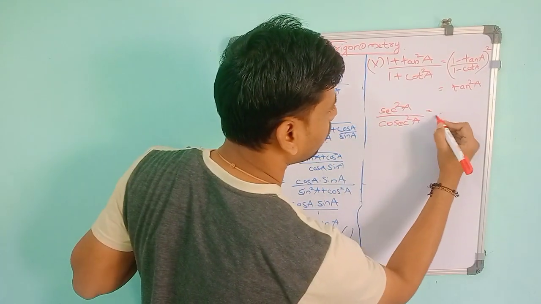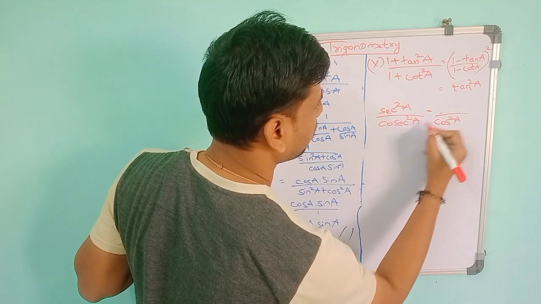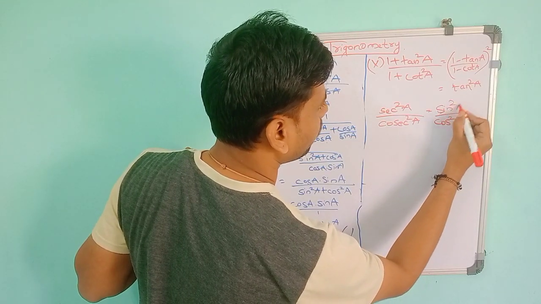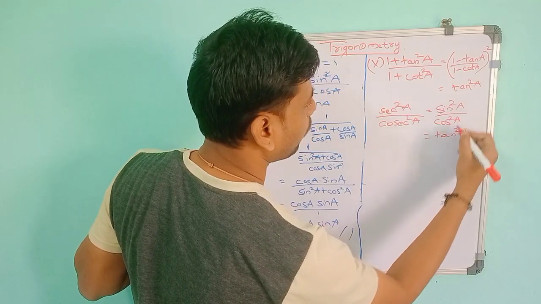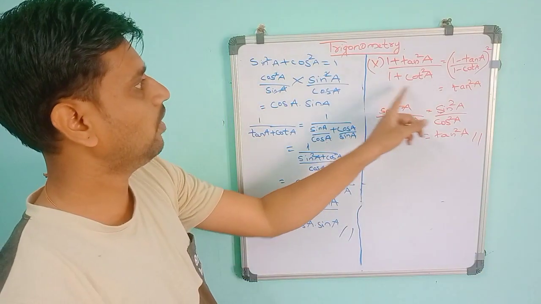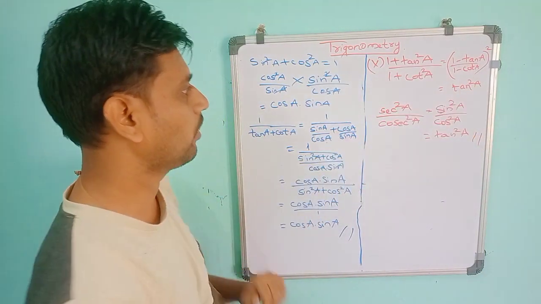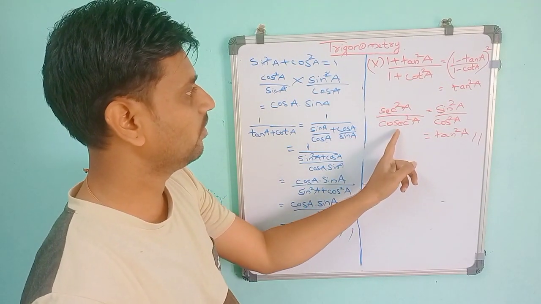So sec A we can write as cos square A, because reverse of sec is cos and reverse of cosec is sin. Sin square A is equal to tan square, because sin by cos is tan, so tan square A. So it is proved, it is equal to tan square A. How? 1 plus tan square A using identity. So we got this answer.